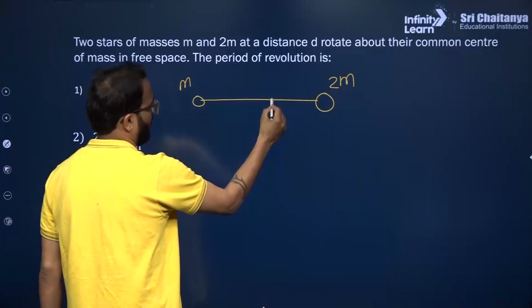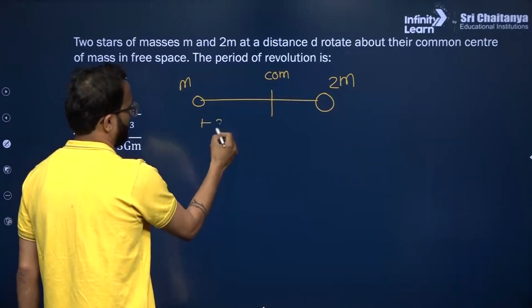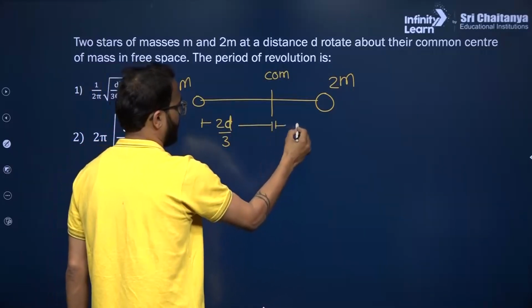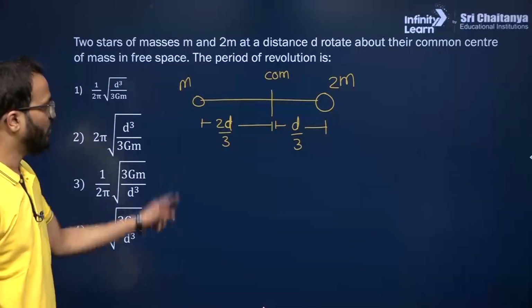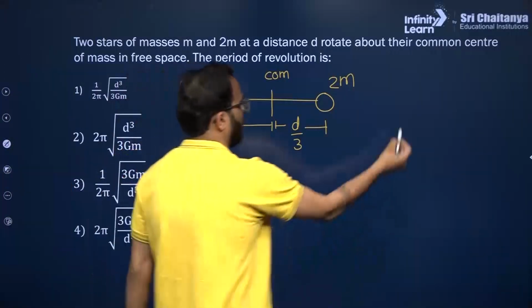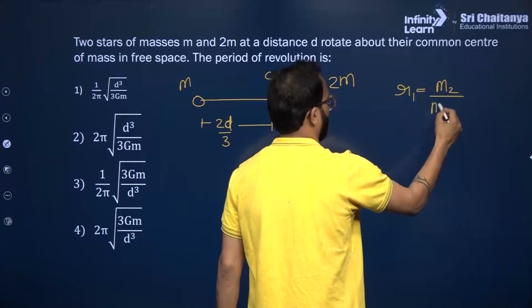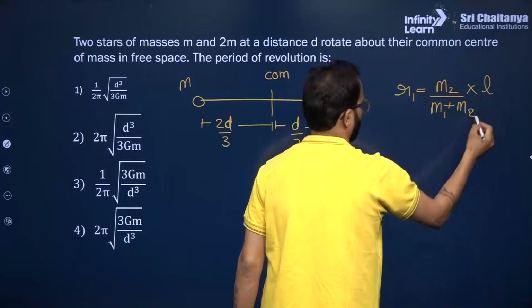So obviously they will be rotating about their center of mass. So automatically this distance becomes 2d by 3. Okay, and this distance becomes d by 3. I hope I do not need to tell you the formula for this. You know, r1 will be what? m2 upon m1 plus m2 into the overall distance, right?